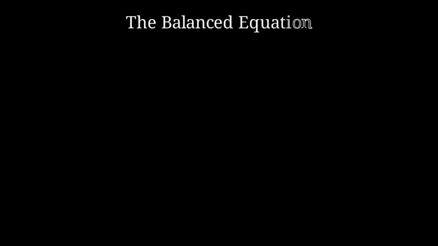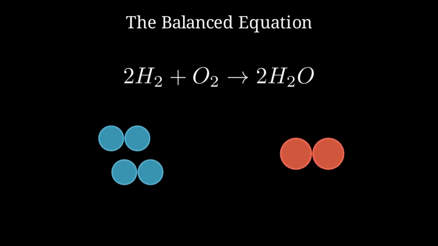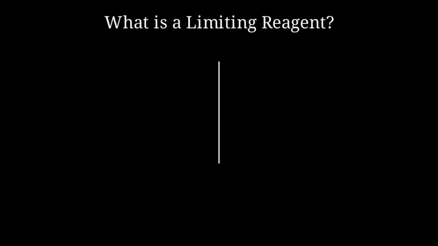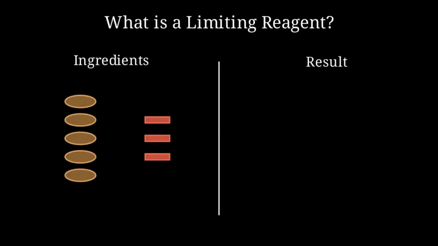Stoichiometry begins with a balanced chemical equation. Here, the coefficients tell us the exact molar ratio. 2 moles of hydrogen gas react with 1 mole of oxygen gas to produce 2 moles of water. A limiting reagent is the reactant that is completely consumed first, stopping the reaction.